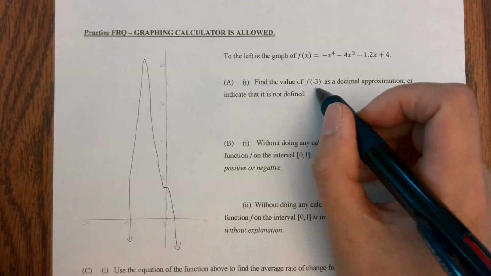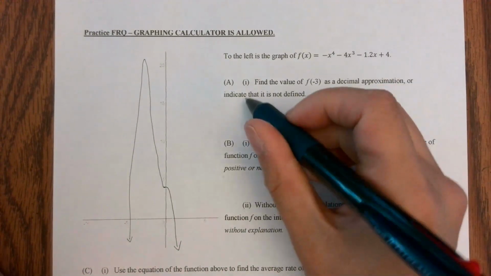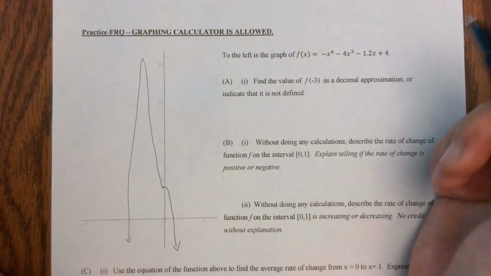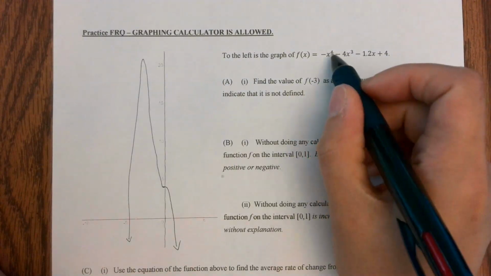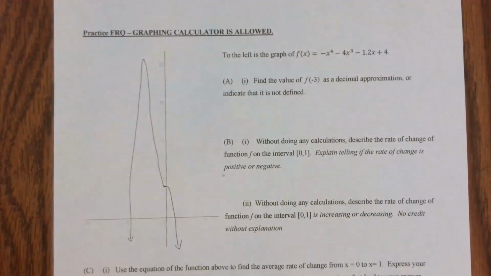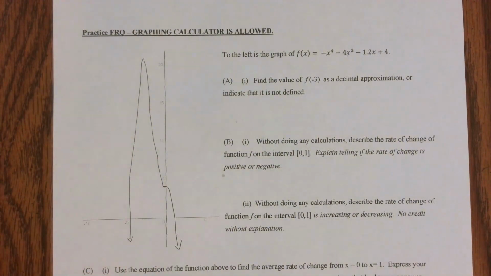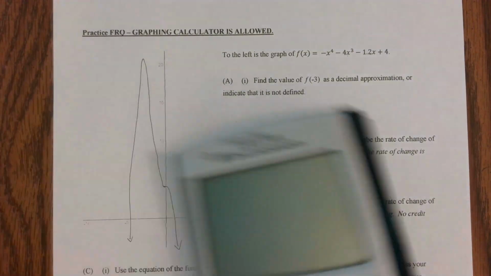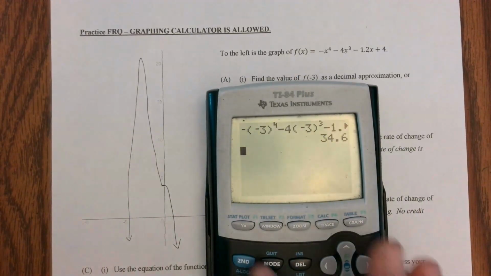Find the value of negative 3 as a decimal approximation, and indicate if it's not defined. There are a few ways you can do it. You can take that negative 3 and plug it in to find it out, or you can plug it into your calculator. Just quickly do it. There you go, my good old calculator.